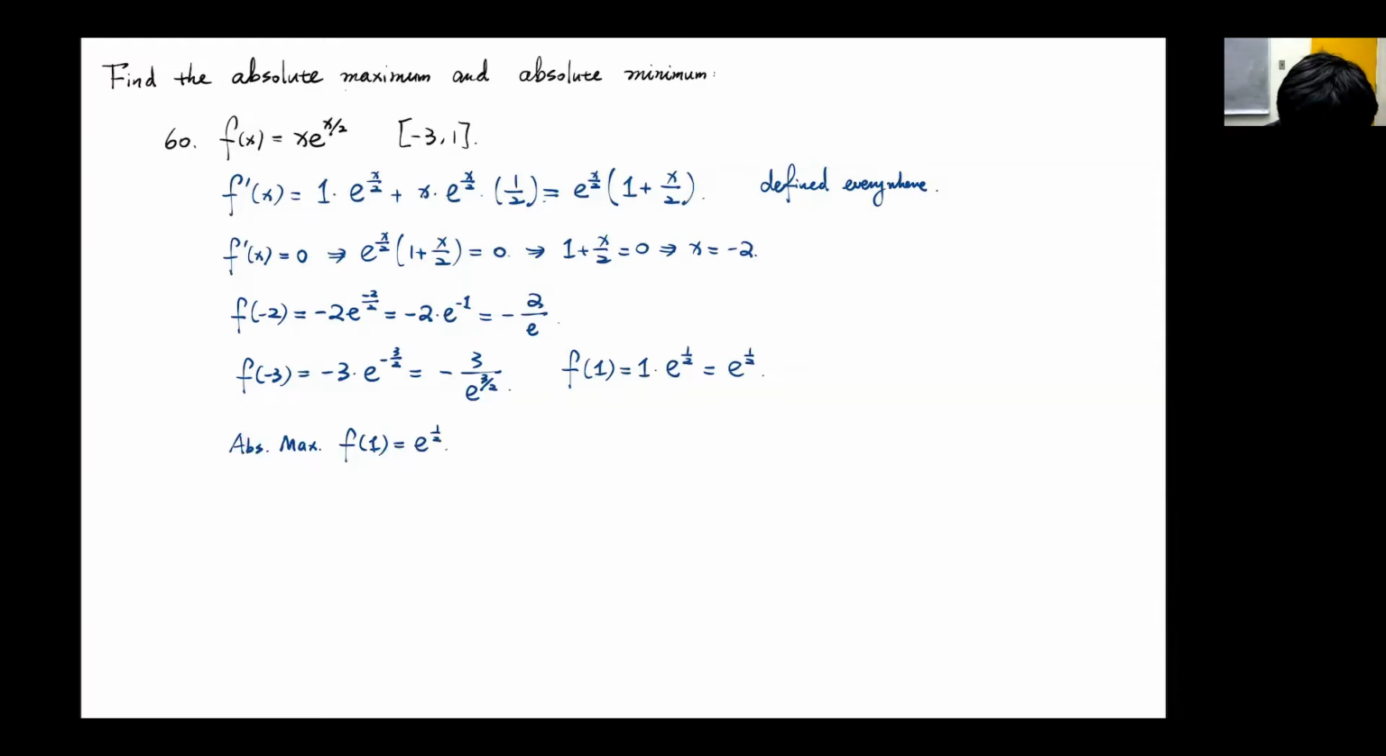Okay, so what remains is to determine which one is smaller. In order to perform this comparison, I will just handle the second value, f of -3. I will rewrite 3 as 2 times 3 over 2, and then I will rewrite e to the 3 over 2 as e times e to the 1/2. All right, so then what remains is to compare whether this fraction, 3 over 2 over e to the 1/2, is greater than 1.